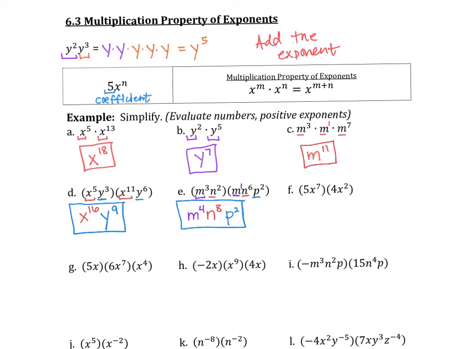Okay, now for example F, 5x to the 7th times 4x to the 2nd, we're going to add a coefficient. Coefficients are just normal numbers. So if I want to do this coefficient times this coefficient, 5 times 4, that's just 20. Normal multiplication on coefficients, they're just normal numbers. And then I will use the multiplication property of exponents to work with the remaining factors. So I have x to the 7th times x to the 2nd, which turns into x to the 7 plus 2, which is 9.